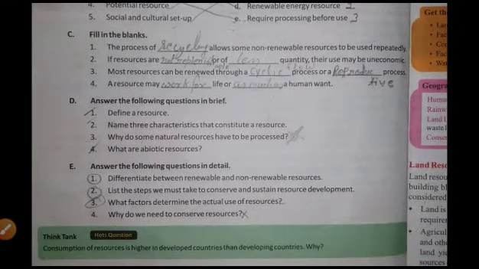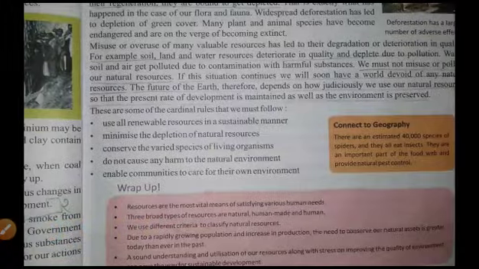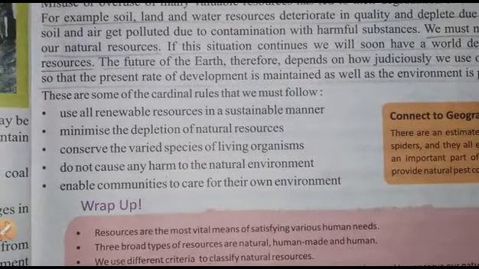Next question is: list the steps we must take to conserve and sustain resource development. At the end of your chapter, you can see these points. These are the steps one can take. Use all renewable sources in a sustainable manner, minimize the depletion of natural resources, conserve the varied species of living organisms, do not cause any harm to the natural environment, enable communities to care for their own environment.